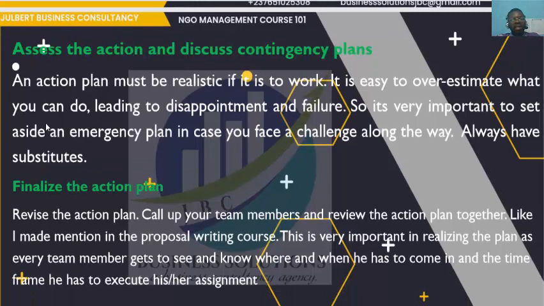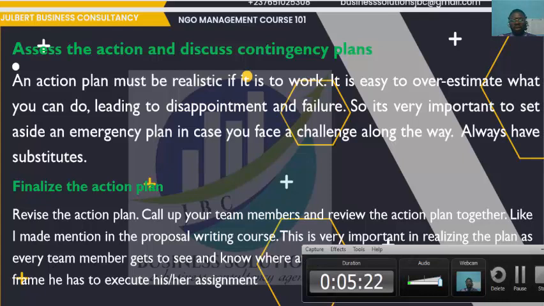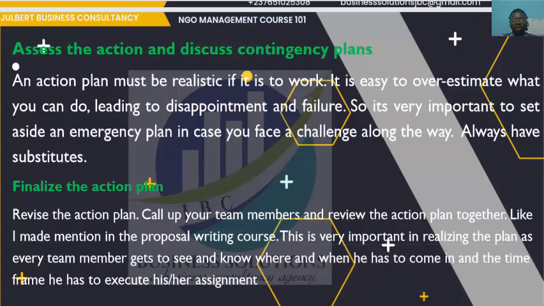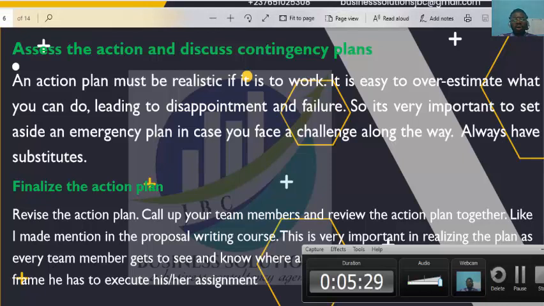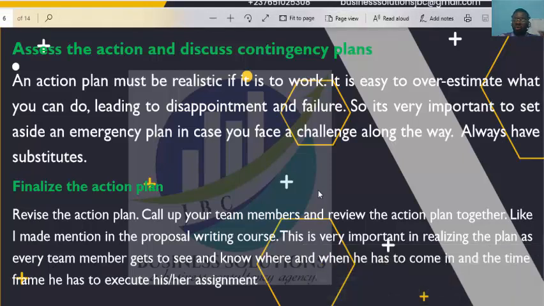The next point: assess the actions and discuss contingency plans. What are contingency plans? Contingency plans are plans that you put in place in order to be able to evaluate that if this doesn't work, what do I do? I've planned to purchase 20 bags of cement. If I'm unable to purchase 20 bags of cement, what will I do? You should be able to bring up a contingency plan.